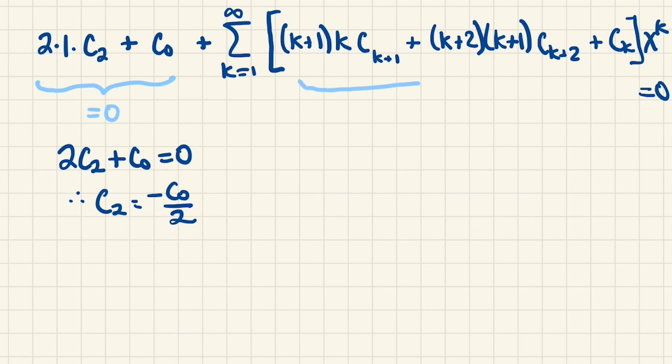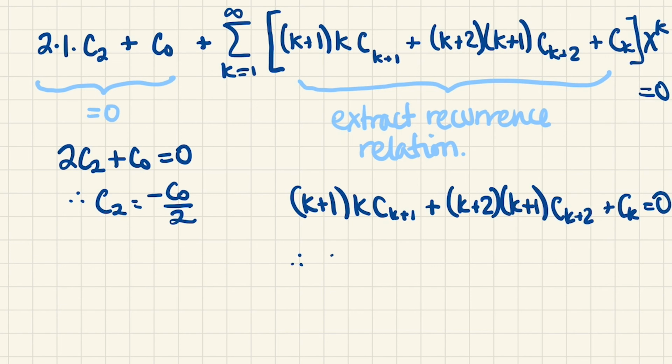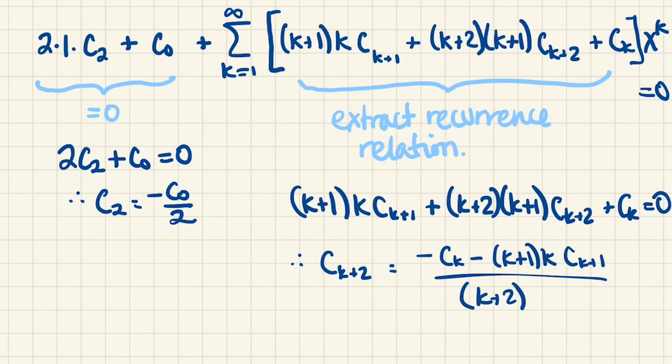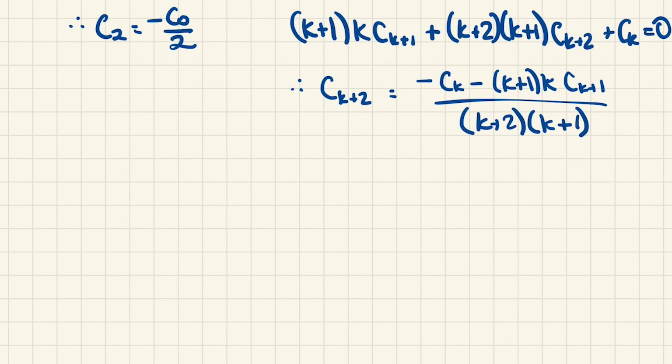Let's go over here and get our recurrence relation. We will do that by isolating the highest indexed term here, so that would be the c k plus 2, after setting this quantity equal to 0. So we can see that c k plus 2 is equal to negative c k, negative (k plus 1) times c k plus 1, and that's all divided by (k plus 2) times (k plus 1). All right, so let's work out some constants.